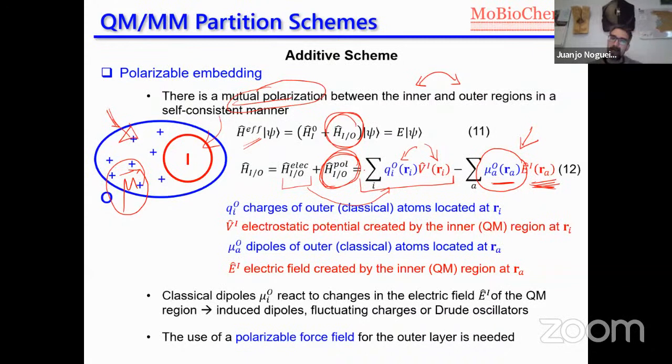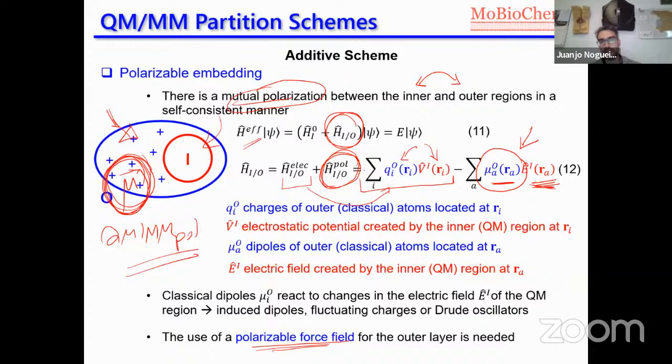But as you can already imagine, in order to have induced dipole moments in the outer region, we need to use a polarizable force field, not a standard one. For the moment, in our lectures, we have seen only standard non-polarizable force fields, which cannot be used here. So in order to run QM/MM polarizable calculations, we need to use a polarizable force field in the classical region. So I'm going to show you shortly a few details about these force fields.